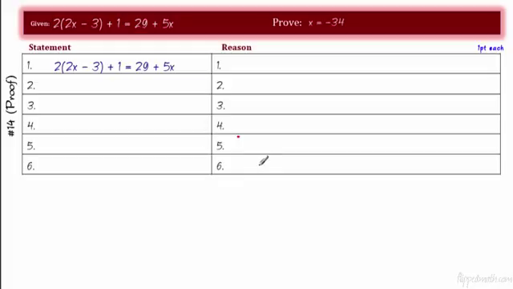Now let's get to our algebraic proofs, where you have to solve the equation based off of all the properties that we have. So remember, we always write the given first, and they gave us this equation, so we write it down, and we need to come up with x equals negative 34. So let's go through. What's the first thing you're going to do? I'd probably do the distributive property. So 4x minus 6 plus 1 equals 29 plus 5x. And that is the distributive property. That's the reason we did that.